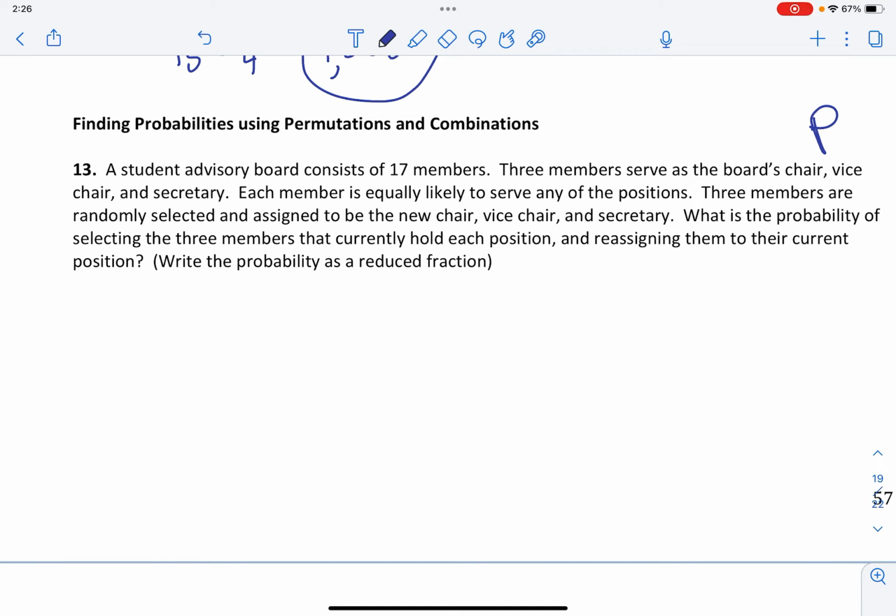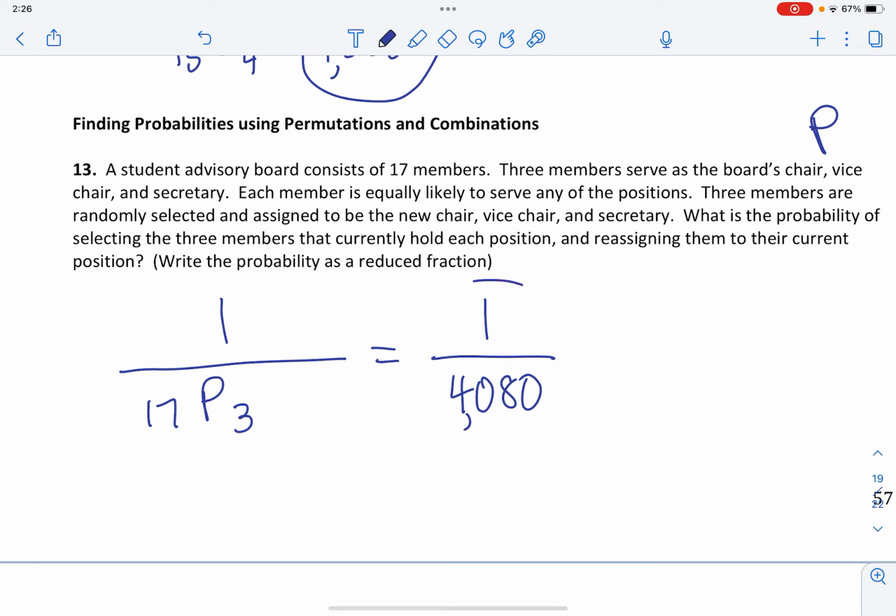3 members are randomly selected and assigned to be the new 3. What's the probability of selecting the exact same permutation you just had? So that's just that one permutation. The probabilities are always fractions. The top number in this case is 1, because you want to get that exact one permutation. Now, how many total permutations are there? If you have 17 people to choose from, choosing 3 of them and assigning them an order, that's 17 P3. So the key here is using P because order matters. Then calculate that out with your calculator. It's 4,080. And we're done.